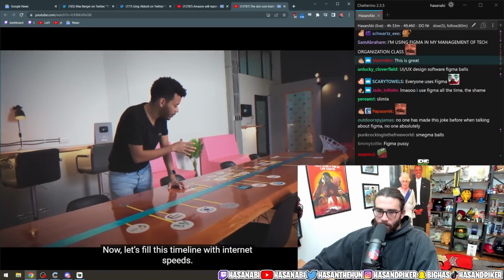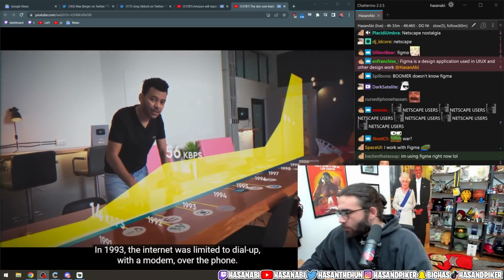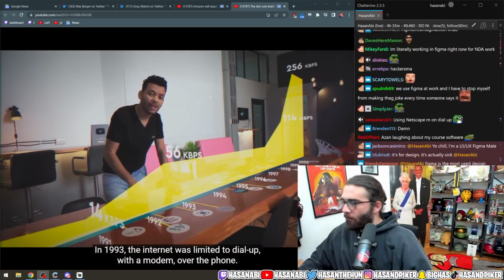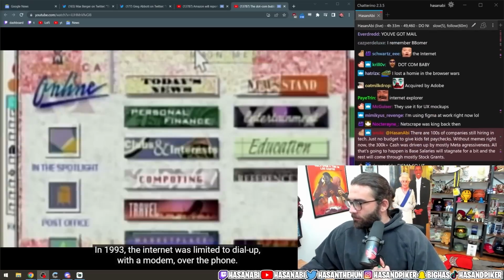Let's fill this timeline with internet speeds. In 1993, the fastest internet you could get was 56 kilobytes per second. That was with a modem over the phone.